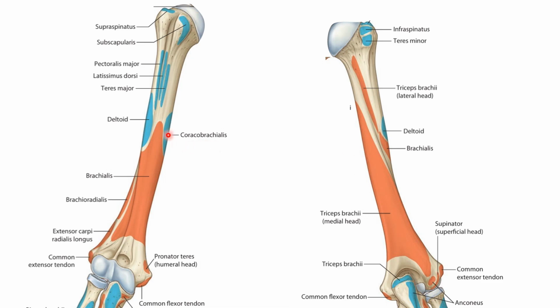And also you can see coracobrachialis inserting to the medial surface of the midshaft, and the brachialis originating from the anterior surface of the lower half of the humerus. And this is brachioradialis and extensor carpi radialis longus, originating from the lateral supracondylar ridge. And this is pronator teres originating from the medial supracondylar ridge. And this is the triceps originating from the posterior surface of the humerus. And also the posterior surface of the lateral epicondyle gives two origins, supinator and the anconeus.